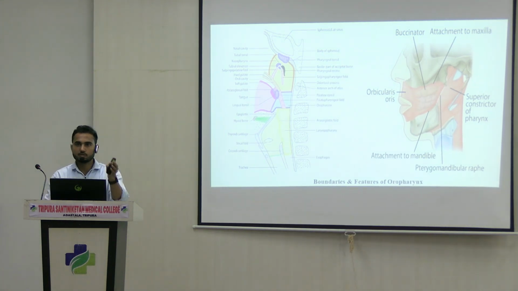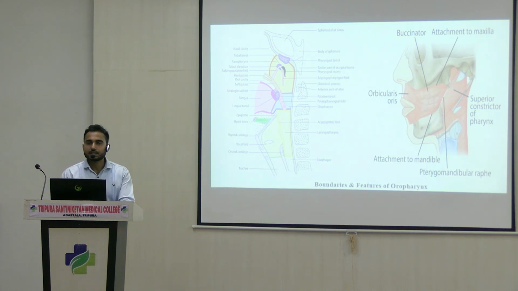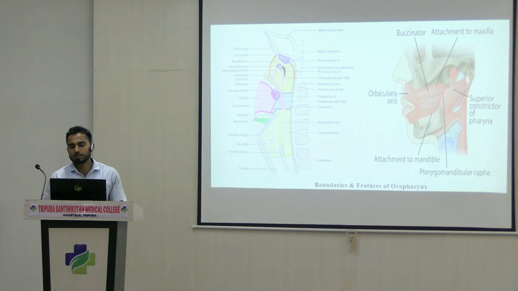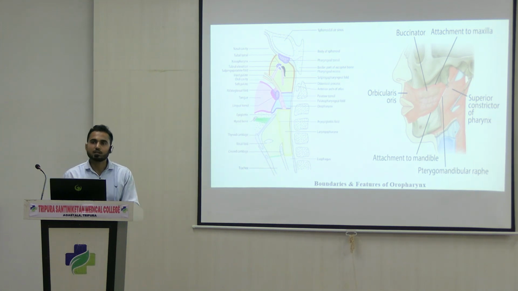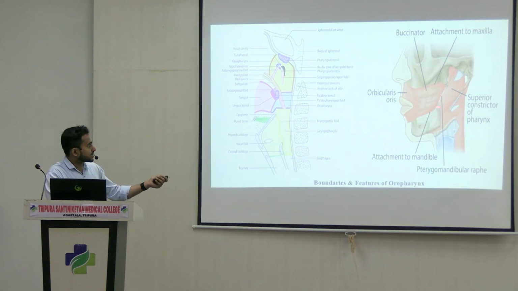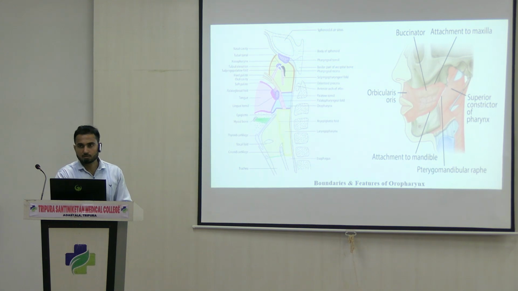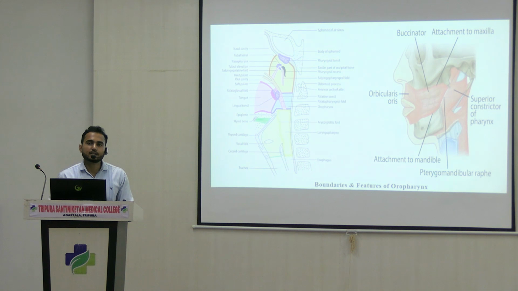So the roof is done, the floor is done, the anterior wall is done, the posterior wall is done. Next, what is remaining? Lateral. Lateral means on each side. So on each side, it is formed by the pterygomandibular raphe, the mandible and the tongue. These are the structures present on each side, and below we are getting the hyoid bone also. I hope you can see the structures present on the lateral aspect. So those are the boundaries of the oropharynx.